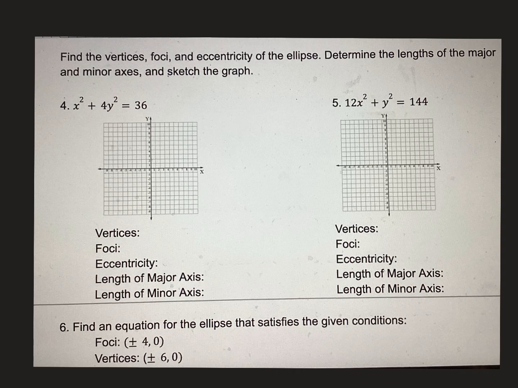All right, 4, 5, and 6 are ellipses, which is what we did on Monday. I'm going to blow this up a little bit. Look what you got to find, though. Find the vertices, foci, and eccentricity, and the lengths of the major and minor axes. That's a bunch of stuff. Okay, and sketch the graph. So it's going to take a second to do these two.